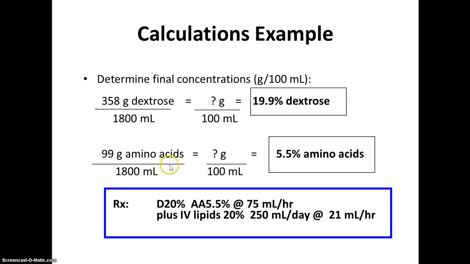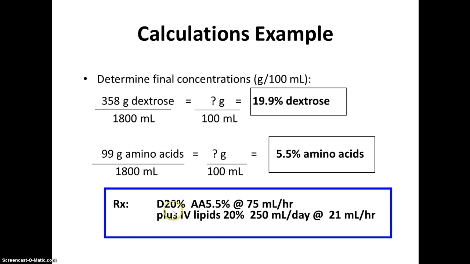Same thing for the amino acids or protein. It's 99 grams per 1,800 mLs. That translates to 5.5 grams per 100 cc's, or 5.5% amino acids. And here's the final prescription that we can send to the pharmacy, and they'll know what this means and be able to convert all this into an actual TPN bag that we can send up to the patient's room. The nurse will then infuse it through the pump.